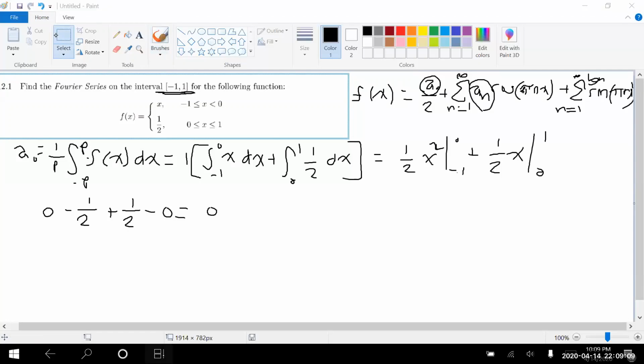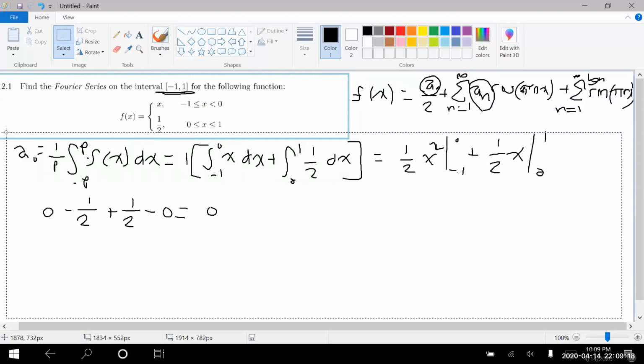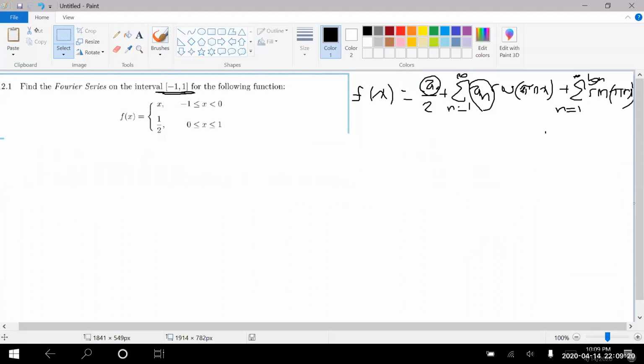Okay, so I'm going to erase all this, and then we can start on the other terms. Okay, so now we know that our a naught equals 0. So let's start with our a sub n.